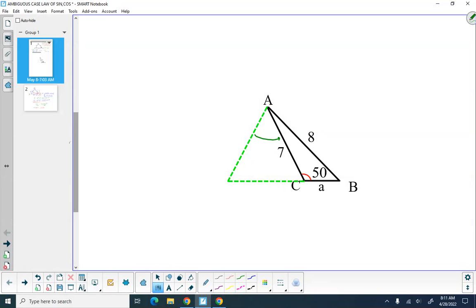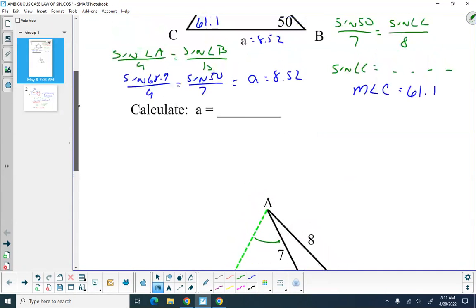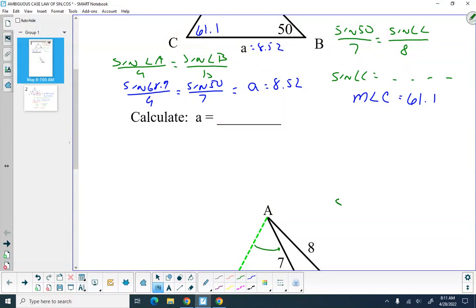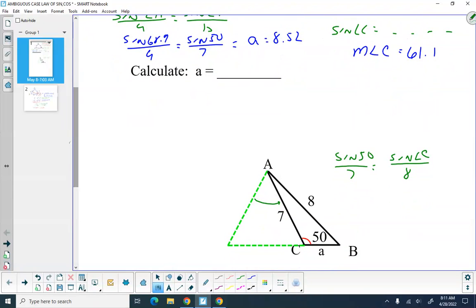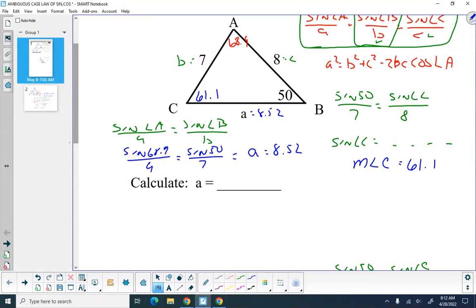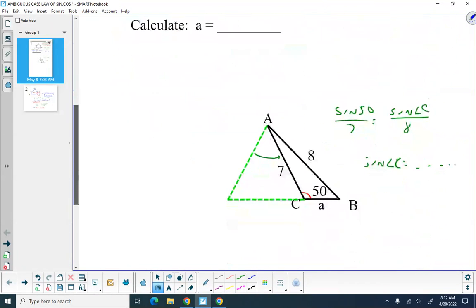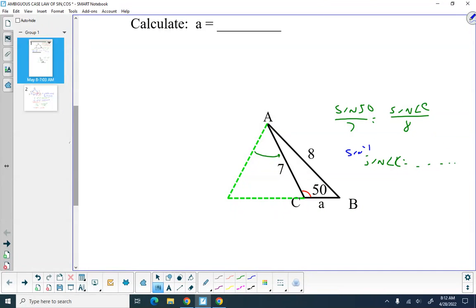Well, if we take a look at the process that we did, we had the sine of 50 over 7 equals the sine of angle C over 8. We came down to the sine of angle C is equal to some decimal. And as Paul said, what we had to do in this case is take the inverse sine of both sides.